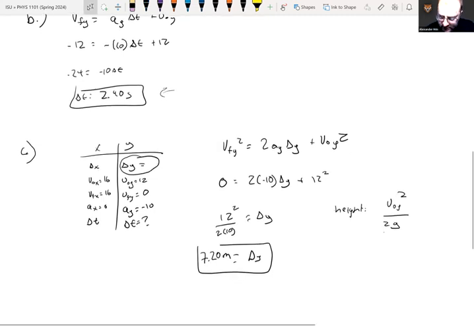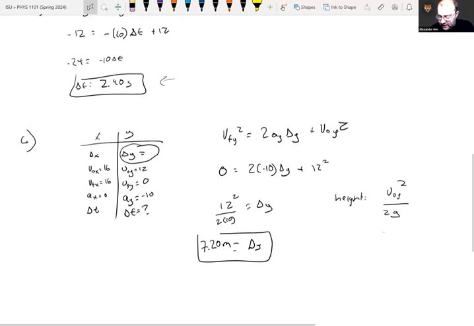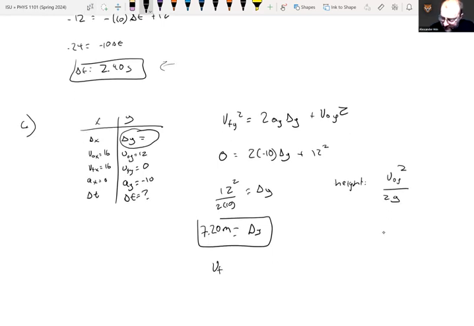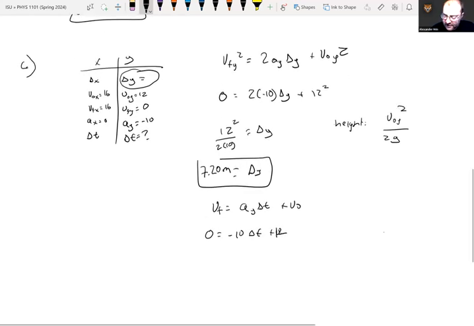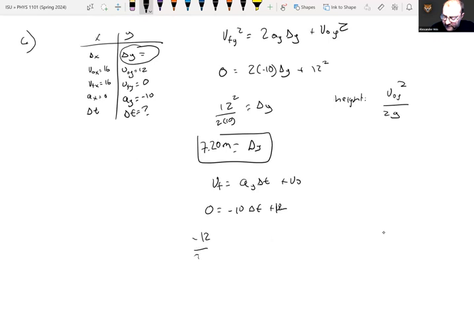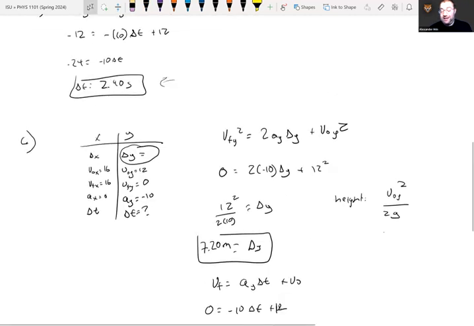Now, one of the things we can do is we can actually find our delta t. And this is kind of cool. We could just do it with V final equals A sub y delta t plus V initial. And this time, we just end up with 0 equals -10 delta t plus 12. And that's just going to be -12 over -10 equals delta t. So that equals 1.20 seconds, which, notice, is exactly half of what the total flight time was.